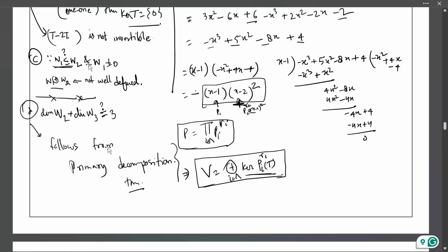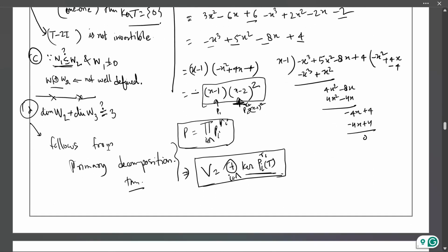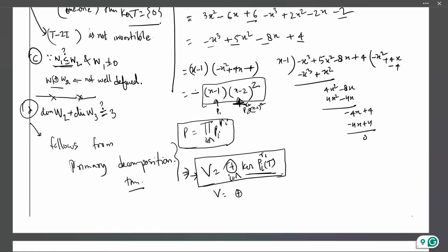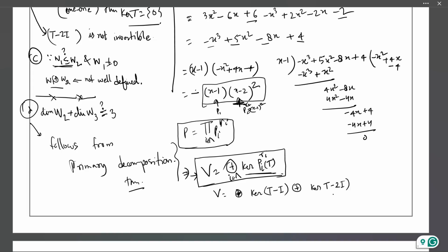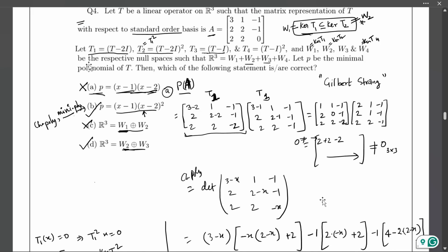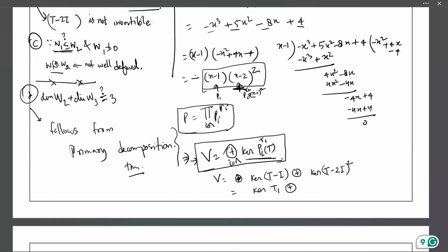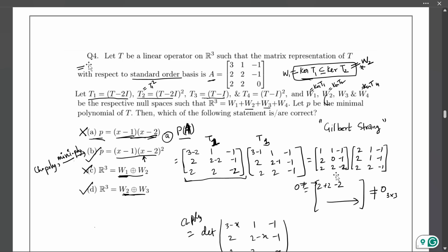Focusing on D, I'm applying the primary decomposition theorem. We have the decomposition like this, V is equal to the direct sum of, first let me write, kernel of P1(T). P1(T) is T minus I only. With direct sum, what is P2? Kernel of (T minus 2I) squared. T minus I is T3. And what is T minus 2I to the whole square? T2.